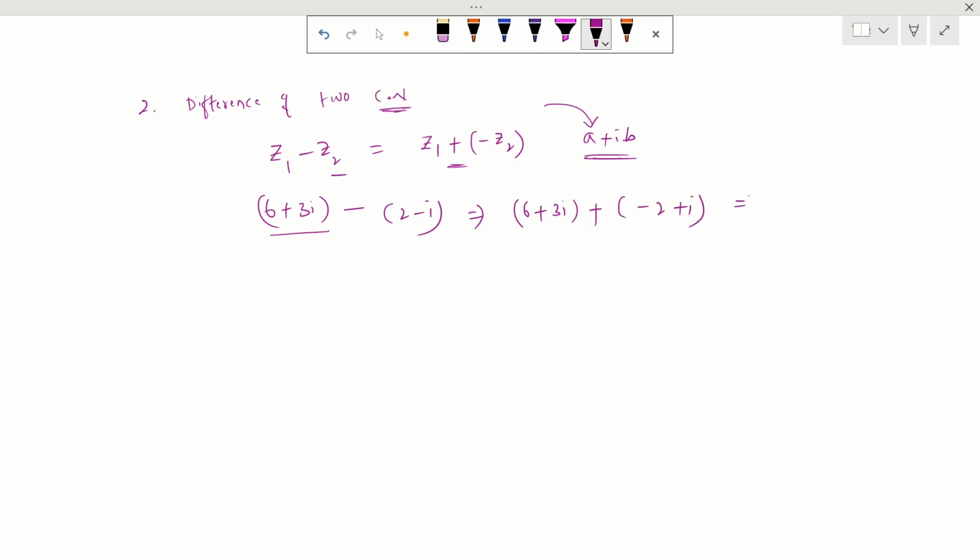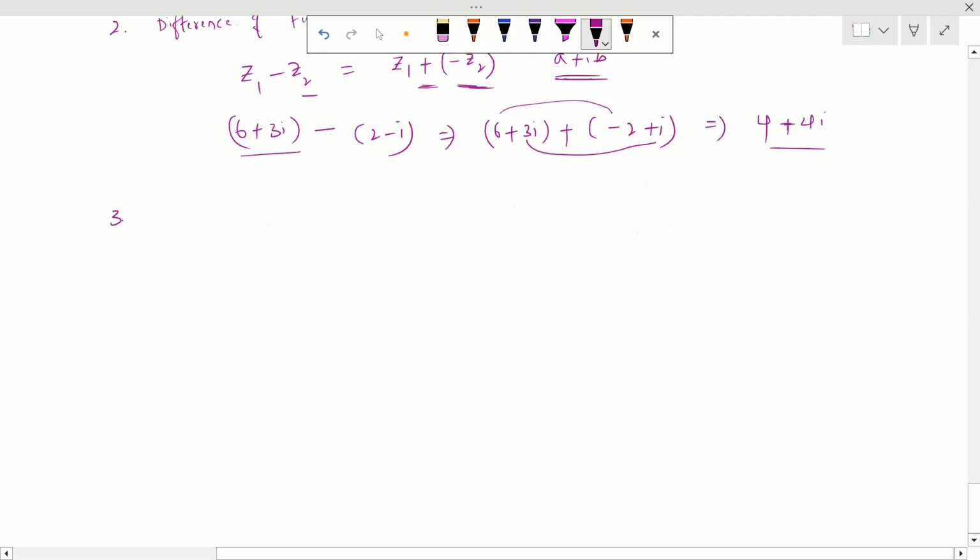Now if we solve this further, 6 minus 2 is 4, and 3i plus i is 4i. So it is in the form of a plus ib. This is the difference of two complex numbers. Usually we express it by taking the minus inside the bracket. Next we will discuss multiplication of complex numbers.